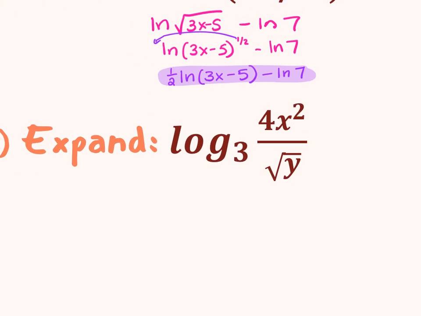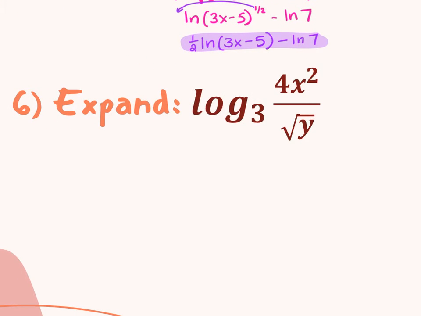You're welcome. All right, number 6, expand log base 3 of 4x squared divided by the square root of y. So the subtraction happens with this guy. So log base 3, and be careful, don't lose the base, okay? 4x squared minus log base 3 square root y.